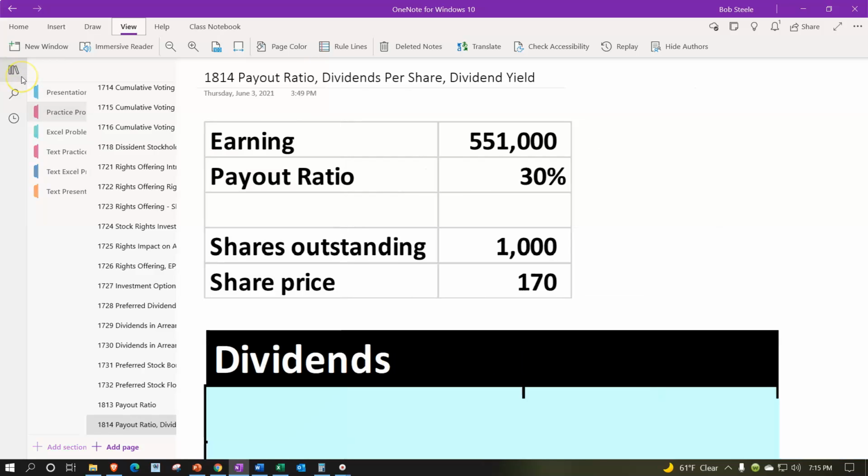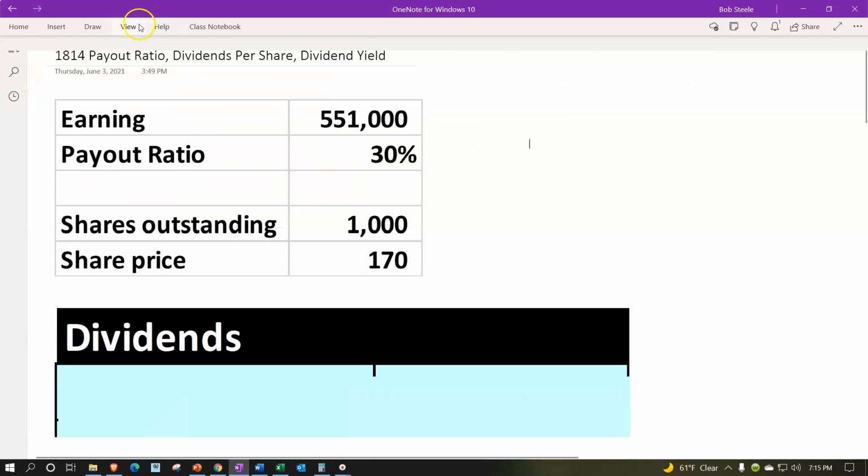Closing the icon up, we have our information up top. We have our calculations down below in the blue area. We're going to be doing our calculations related to the payout ratio, the dividends per share, and the dividend yield. Remember, when you're thinking about these types of calculations, you want to be able to understand the relationships between them.